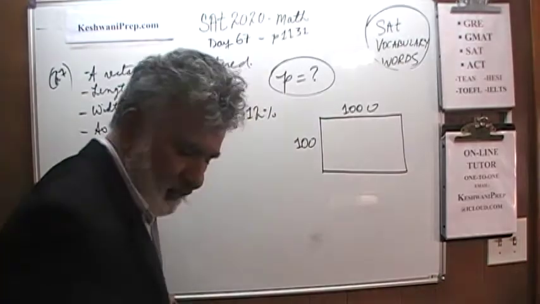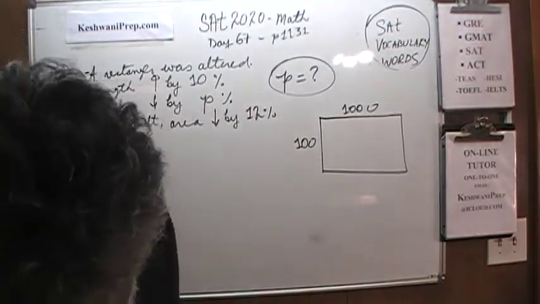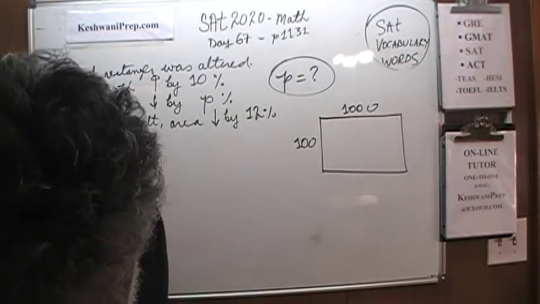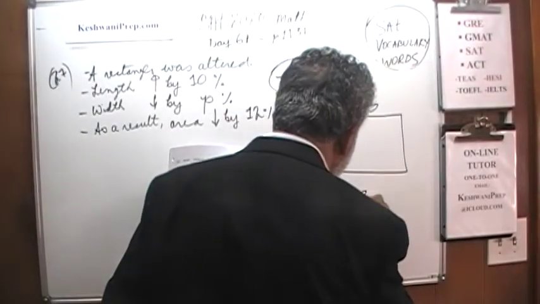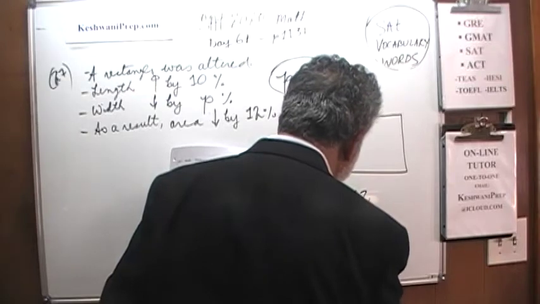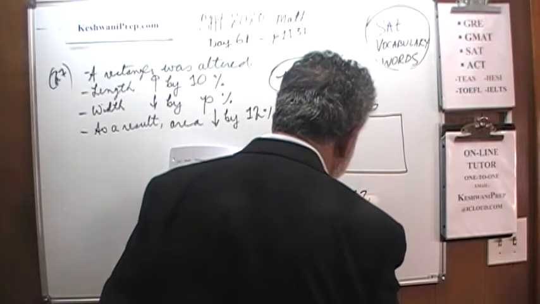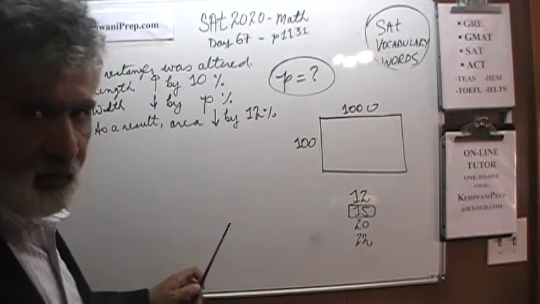Let's do that. I erased everything, I keep erasing it. So the answer choices were 12, 15, 20, and 22. Let's try out 15. Okay, watch what happens.